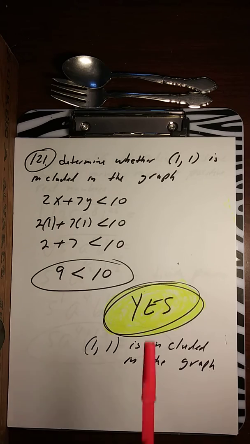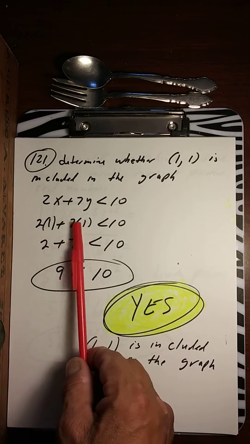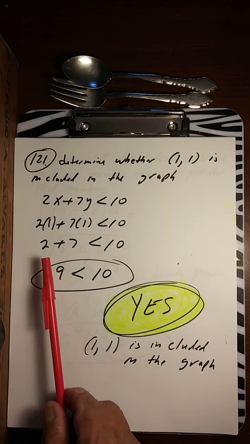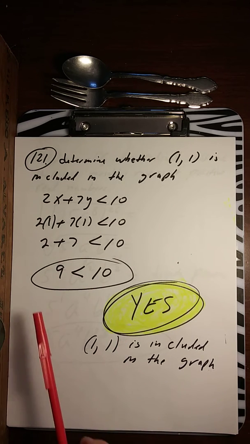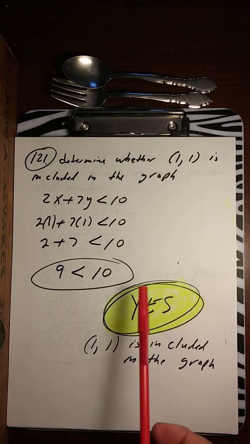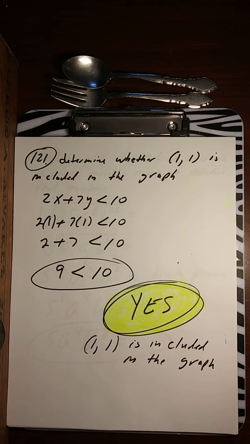Do you remember whether (1, 1) is included in the graph? Try to put it in there. 2 times 1, 7 times 1. 2 and 1 is 2 and 7 is 9. Is that less than 10? 9 less than 10? Yes, it is, of course.